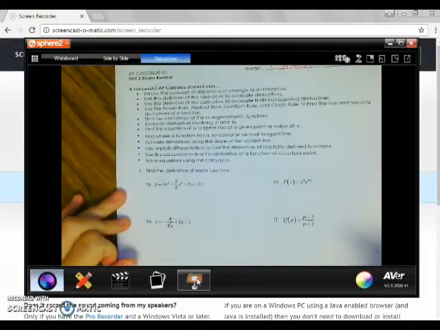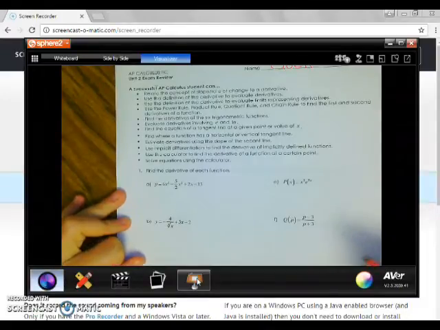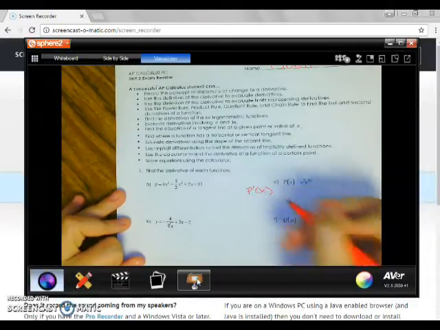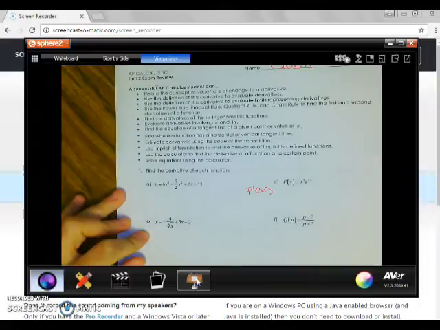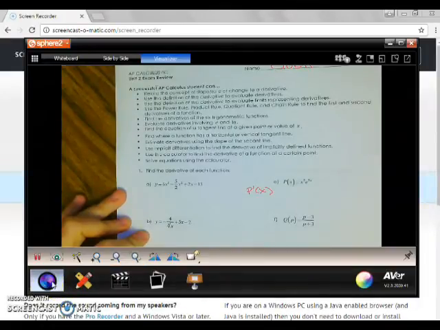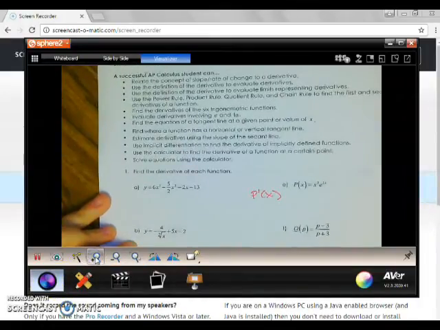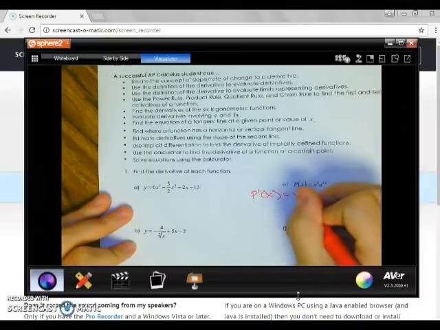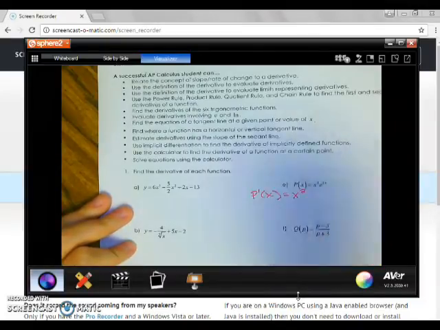Letter E here, that's going to be using the product rule, but also your derivatives of e. So to take the derivative of this p of x, we'll say p prime of x. And again, we're going to be using the product rule here. Your product rule says first times the derivative of the second plus the second times the derivative of the first. So in this case, it's going to be first times the derivative of the second. Now the second part of this is e raised to the 2x.